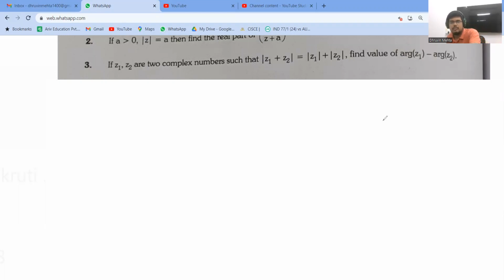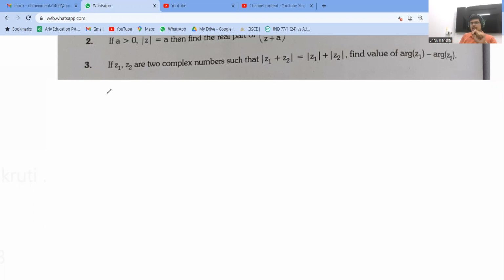So Arush, for the next sum, where we have z1, z2, which are two complex numbers, such that mod of z1 plus z2 is equal to mod z1 plus mod z2. Find the value of argument z1 minus argument z2. See, to solve this problem, this is actually an oral question. You can do this orally, provided you know one property of modulus.